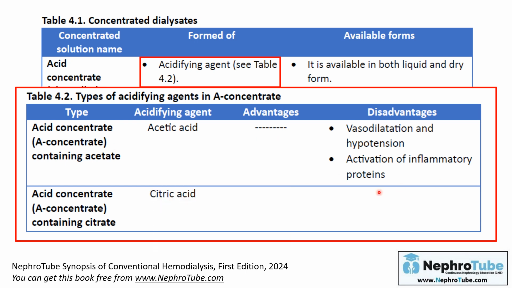The other acidifying agent that is used, and actually it is the preferred if it is available, is the citric acid. One of its main advantages is that it reduces clotting, and its disadvantages are hypocalcemia and hypomagnesemia.